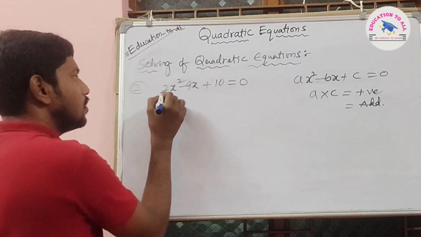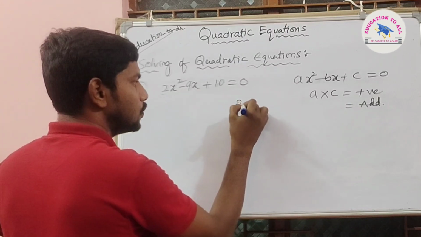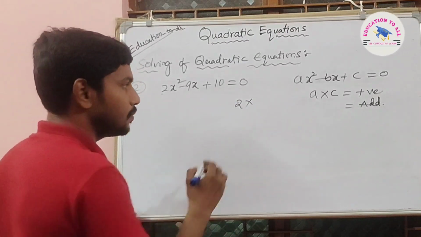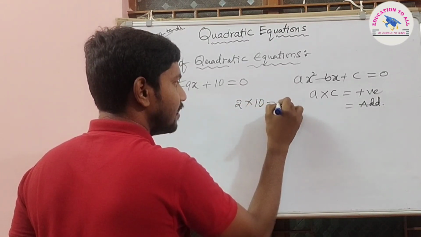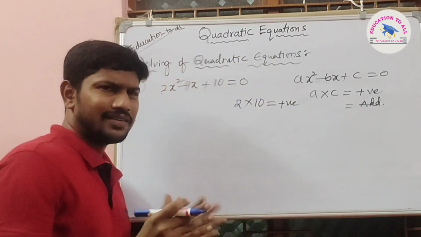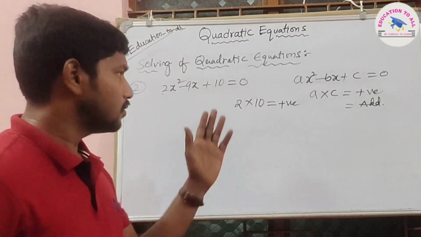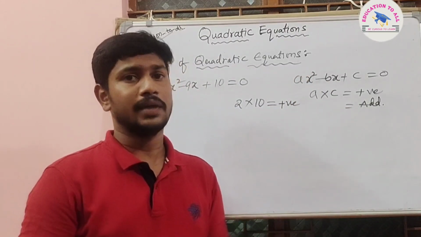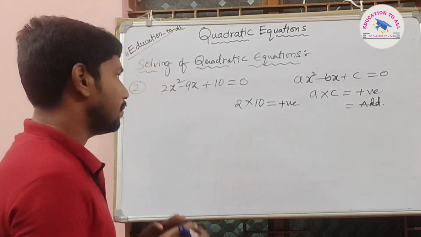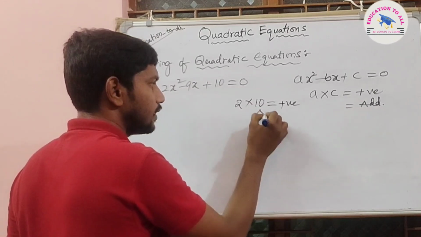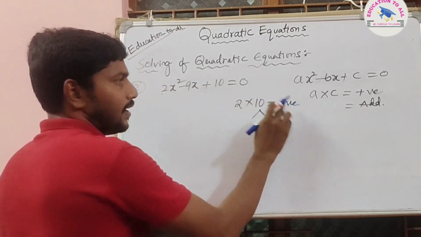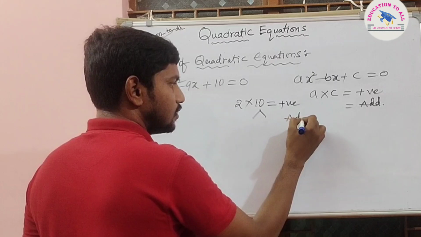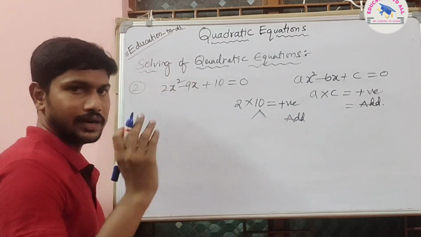So first what we do, the coefficient of x square is 2 and the constant is 10. Very simple, the product will definitely be positive. Whatever the resultant is, that is not a matter. So 2 into 10 is 20, or whatever it will be. So no need to multiply. Without multiplying also we can do the splitting method. So if it is positive, we have to add the factors. That you have to keep in mind when you write the steps.